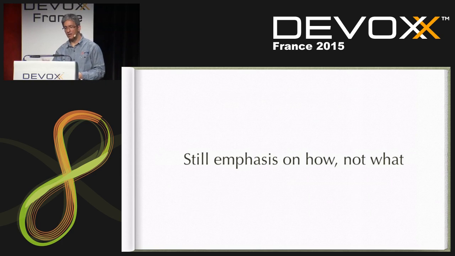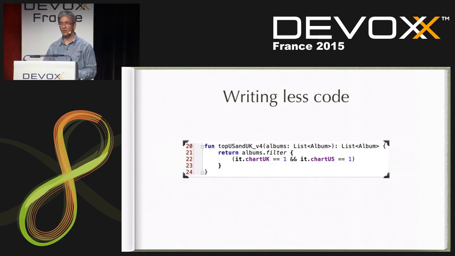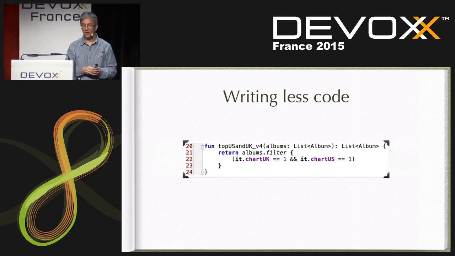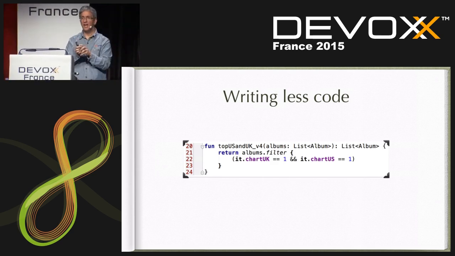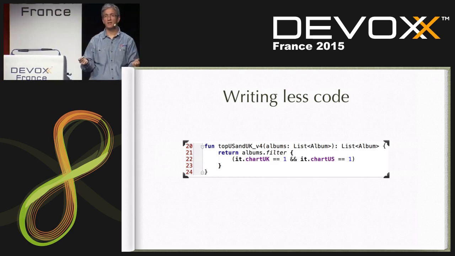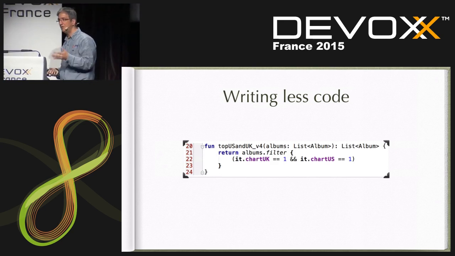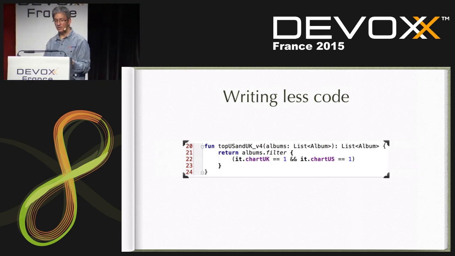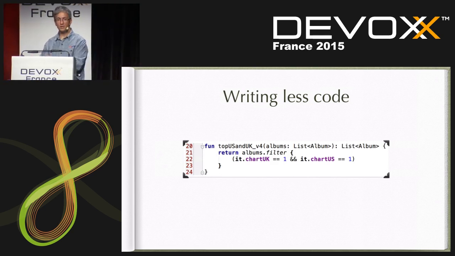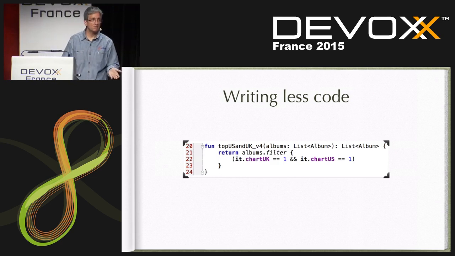So let's try and improve that, because we want to write less code and we want to write more expressive code. So here what I can do is say, you know what, if I'm looping and I'm doing a condition, why don't I create a function that does that for me? I'll call that filter. It's a very nice name because it filters things out. So I'm going to filter by a condition. So chart UK equals 1 and chart US equals 1. That's it.